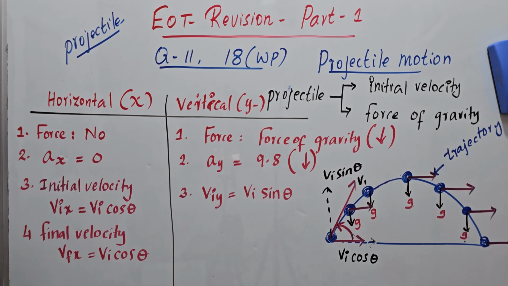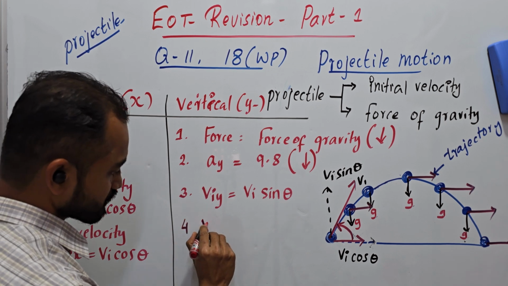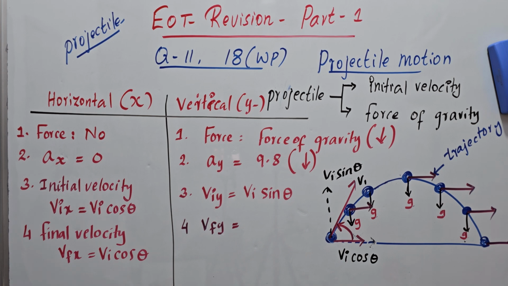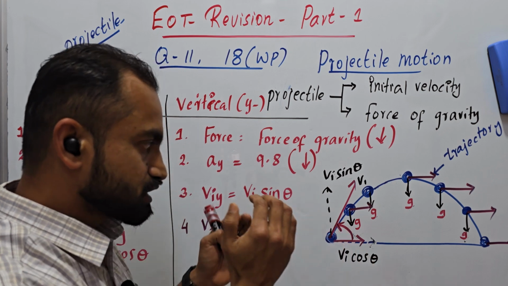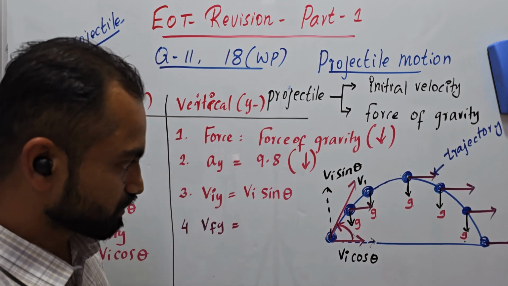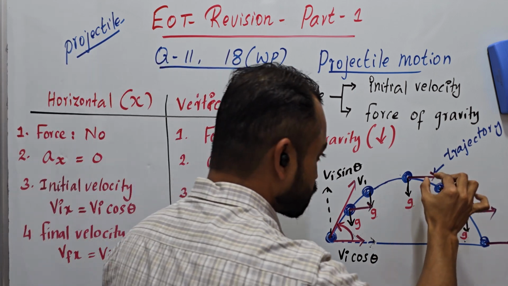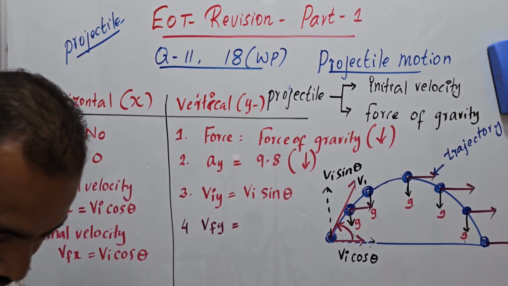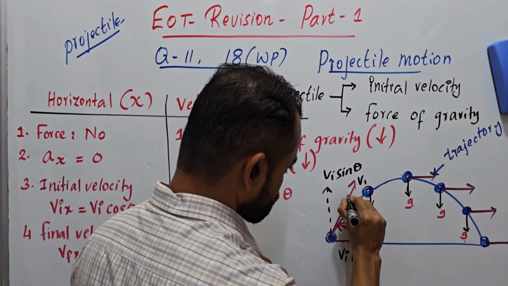The next, what about the final velocity in the vertical direction? Final velocity along the y axis, vfy, along the vertical direction. You can see here there is an acceleration in the vertical direction. So during the upward motion, when the ball is moving up, its vertical velocity will be decreasing. And when the ball reaches the maximum height, vertical velocity will be 0. And when the ball is falling, vertical velocity will be increasing. So I will draw the vertical velocity here like this.